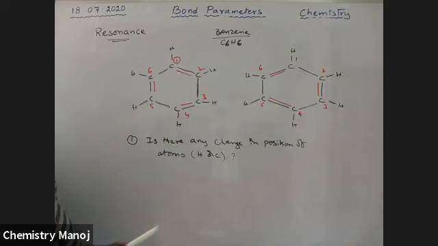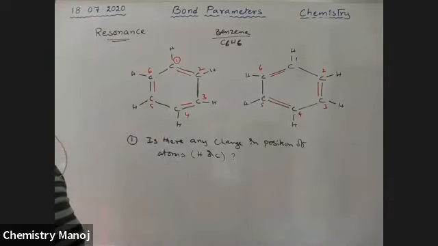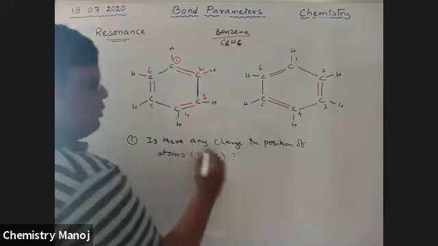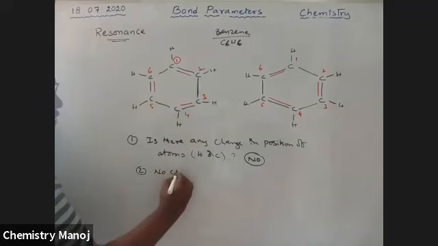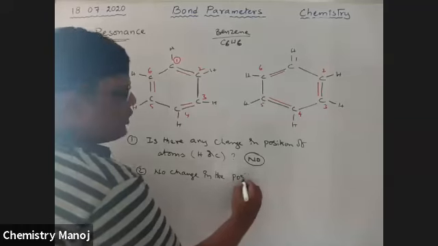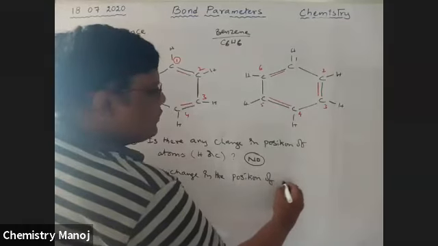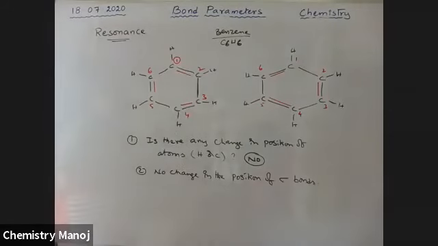Next, is there any change in the sigma bonds? All black colored bonds are sigma bonds. Is the placement of those sigma bonds changed or not? No. So there is no change in the position of atoms, and no change in the position of sigma bonds.